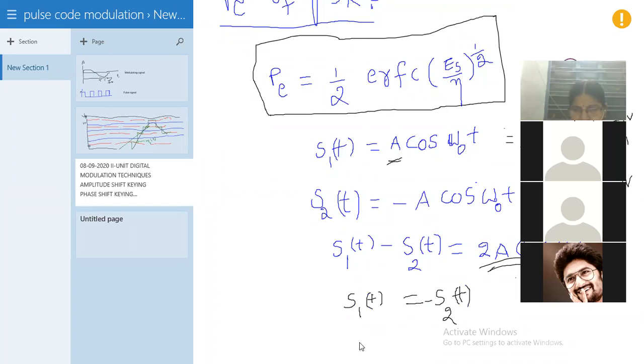Am I correct here? S1 of t is this one and S2 of t is equal to minus S1 of t. The difference between the two is only polarity. But here what is Es? Bit energy. Es is nothing but a bit energy.